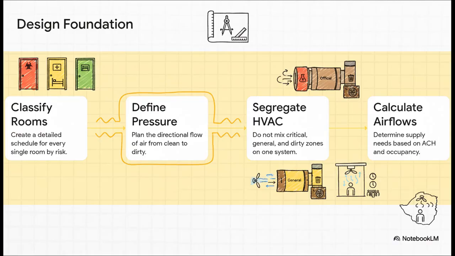These first 4 steps are really the foundation of your entire design. You've got to get this part right. It all begins with painstaking detail. You classify every single room based on its function and risk level. Once you have that map, you can define your pressure cascades, how the air is going to flow. Then you figure out how to keep your HVAC systems separate so you're not mixing air from a lab with air from an office. And only then do you calculate the exact airflows needed for every space.